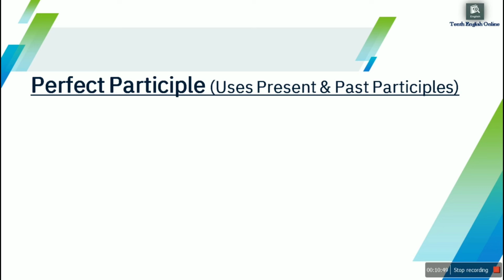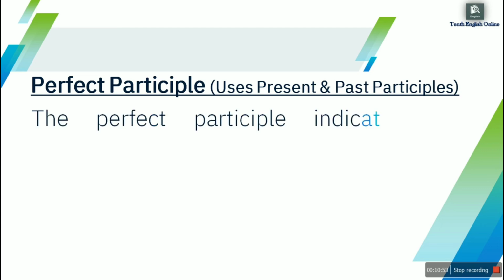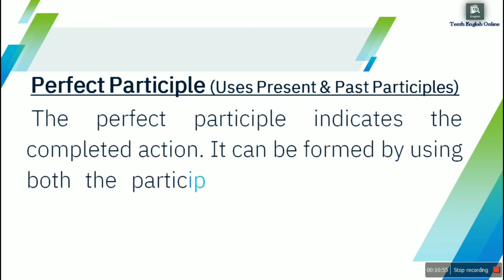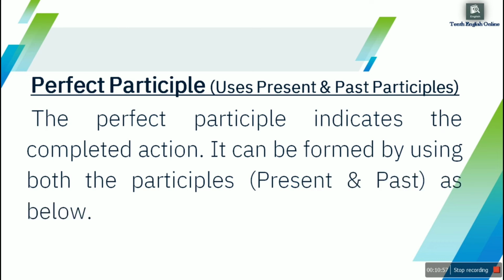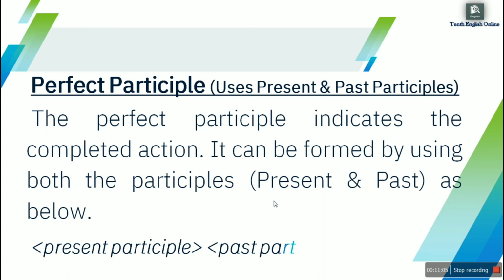Clear? We'll try here. The perfect participle indicates the completed action. It includes the action that already finished. It can be formed by using both the participles. They are present and past as below. We'll see the examples here. So first comes the present participle, then followed by the past participle, then comes a comma, then there comes a simple sentence structure, subject, verb, object. Let's see some examples.